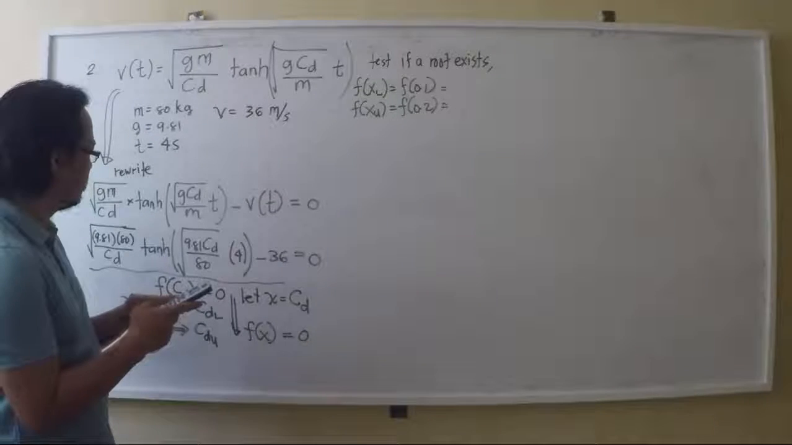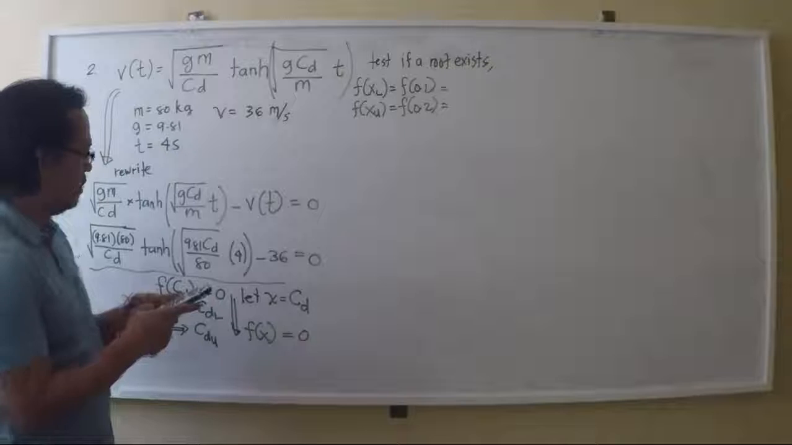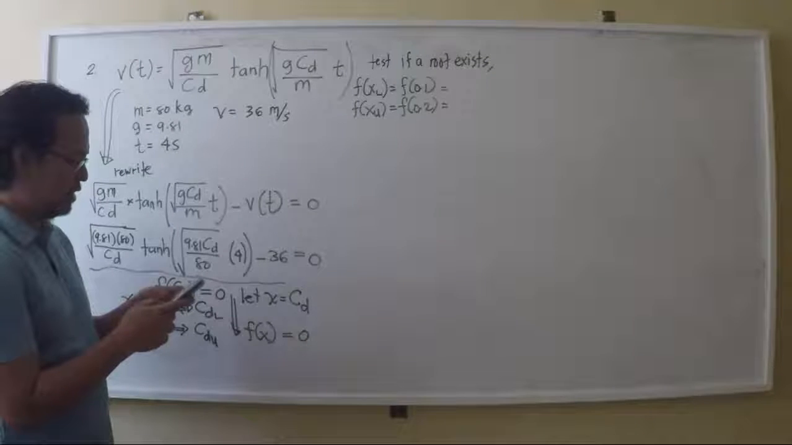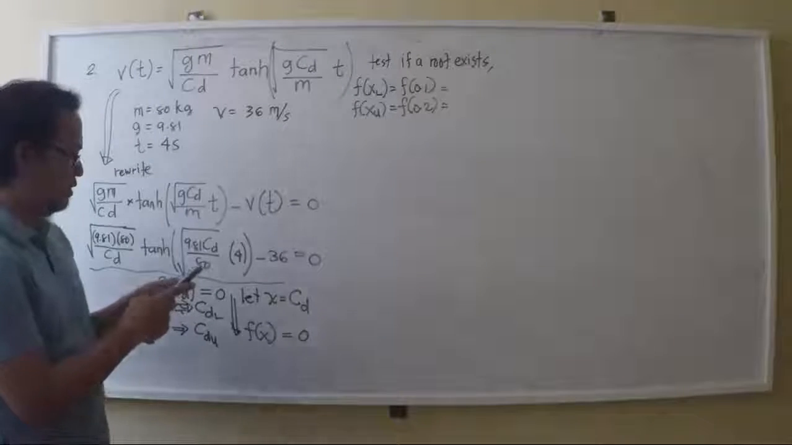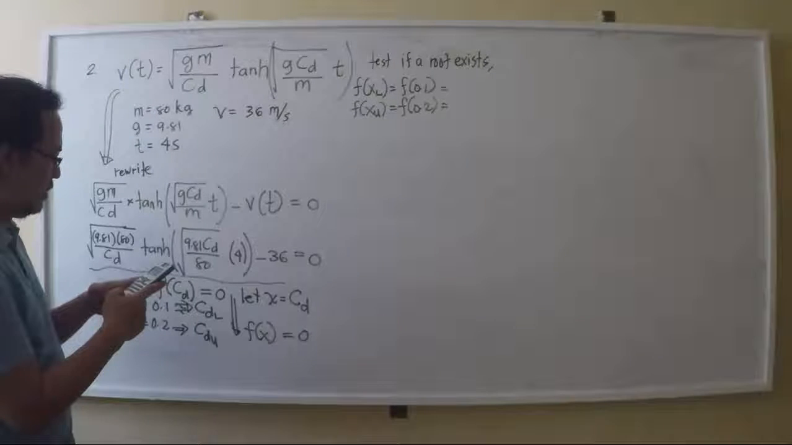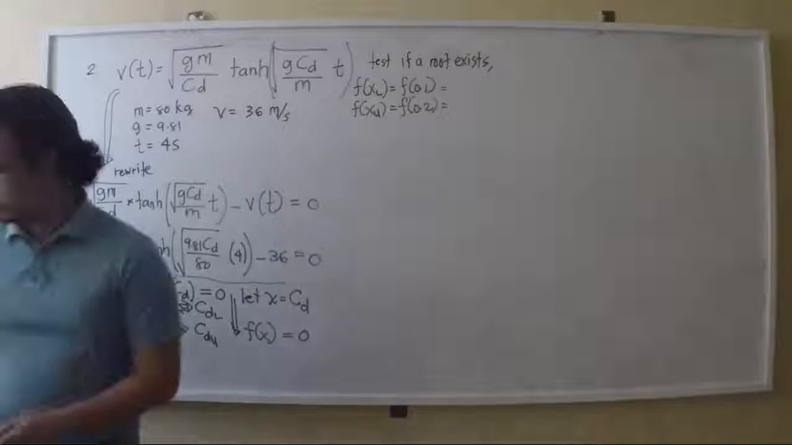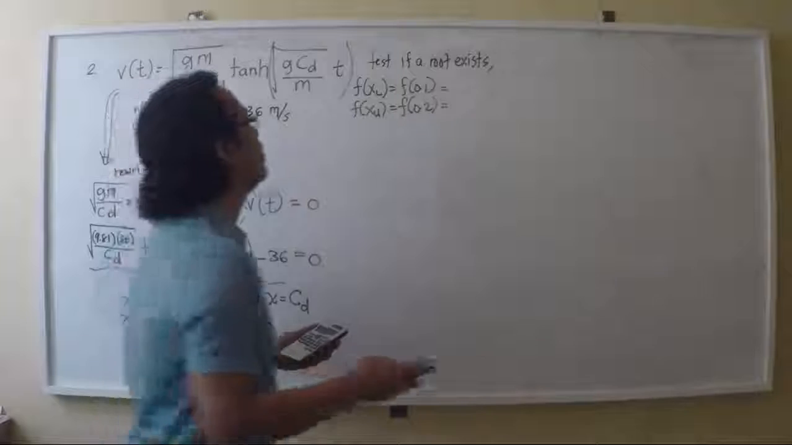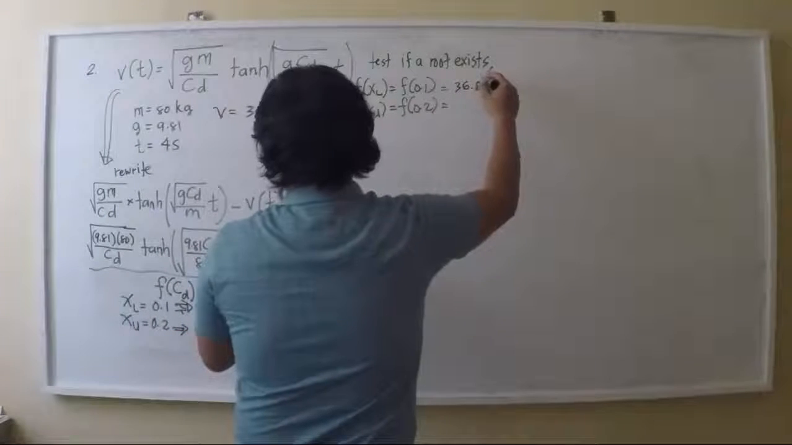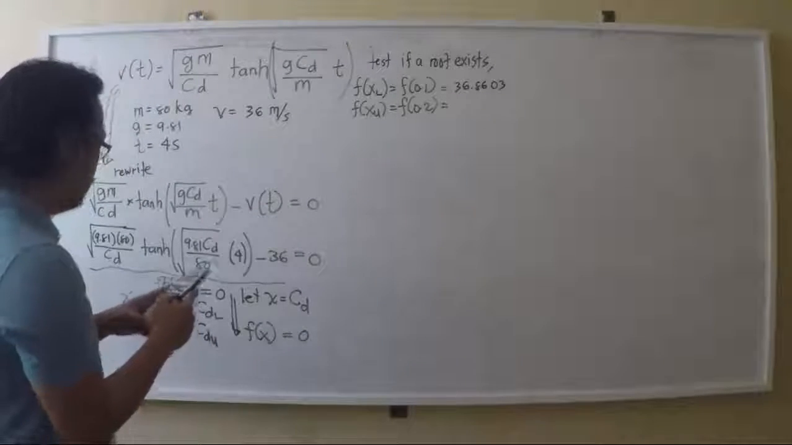9.81 times 0.1 divided by 80, square root, times 4, then hyperbolic tangent of the answer, times square root of 9.81 times 80 divided by 0.1. Okay, so the answer is 36.8603 approximately.